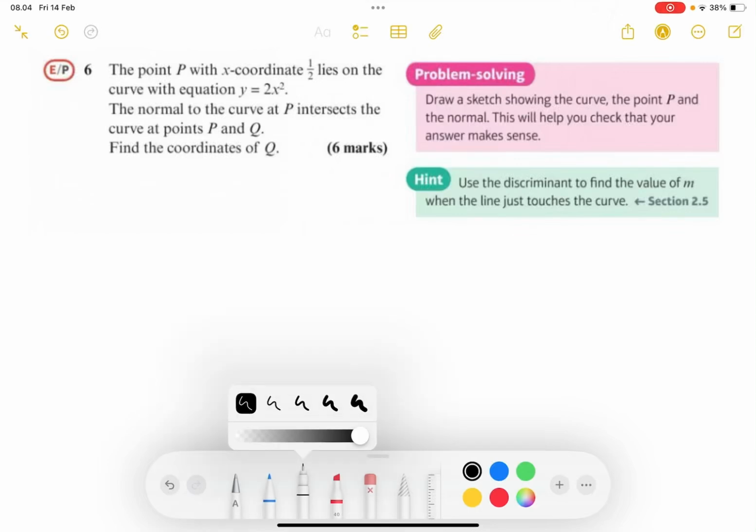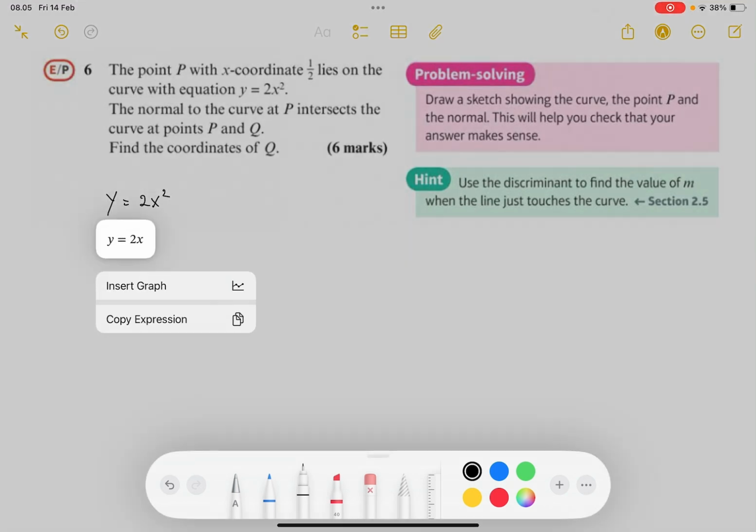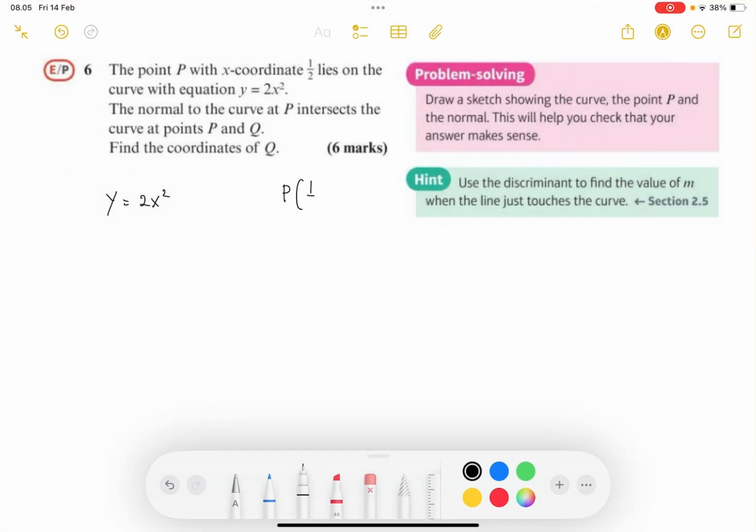Okay, now number 6. The point P with x coordinate 1 over 2 lies on the curve with equation y equals 2x squared, right? This is the x coordinate of P. So we have point P (1/2, y). We don't know the y, so let's just write it as y. And then the normal to the curve at P intersects the curve at points P and Q. We're going to find the coordinates of Q.